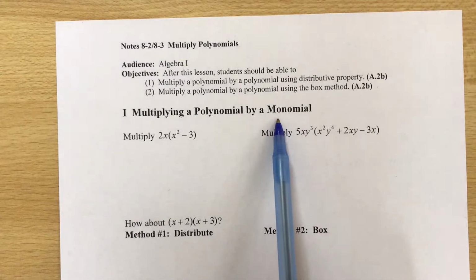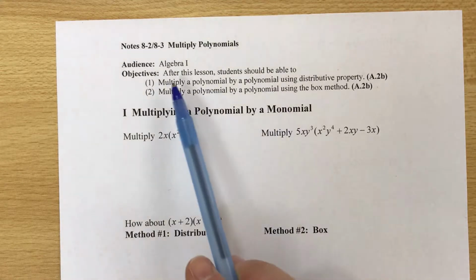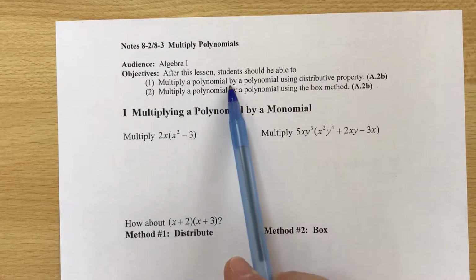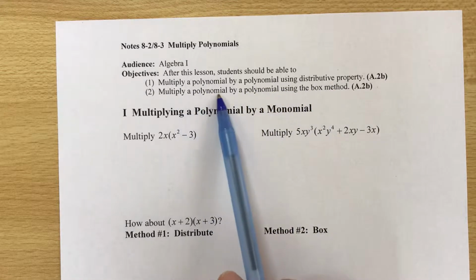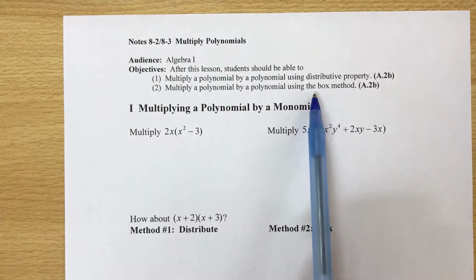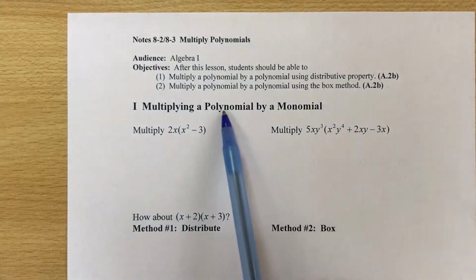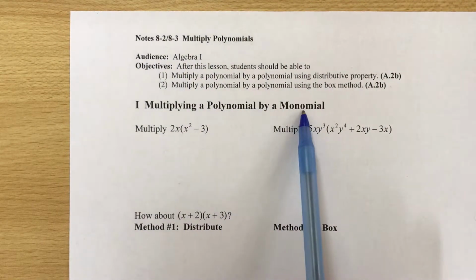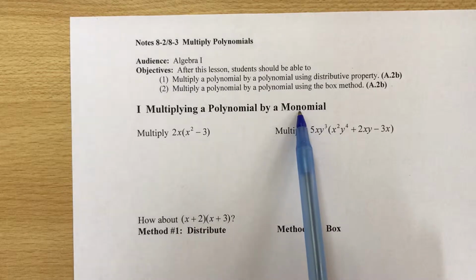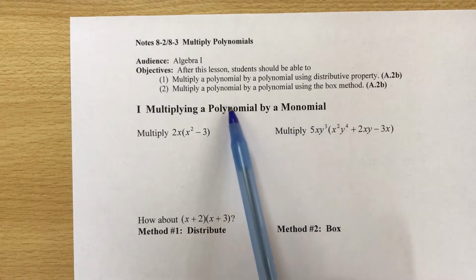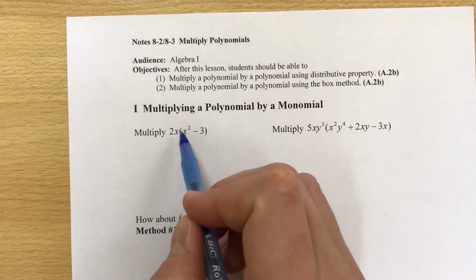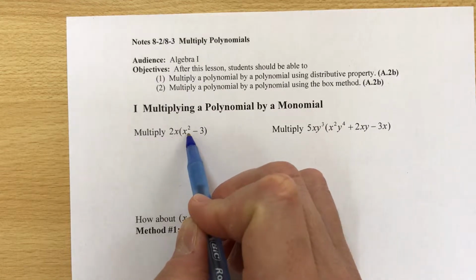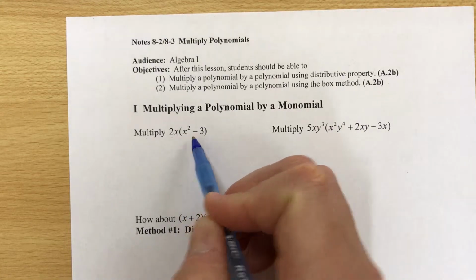Okay. So we're going to start with multiplying a polynomial by a monomial. So really we have two goals today, two objectives. Objective number one, multiply a polynomial by a polynomial using distributive property, and then multiply using what's called the box method. So we're going to start with multiplying a polynomial by a monomial. Now remember, monomial just means one term. Polynomial means many terms.